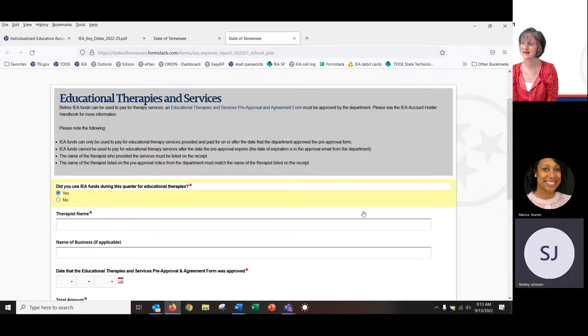I want to remind them that they must seek pre-approval for every therapist that their student goes for services for. So if you go to a speech therapist and you've got pre-approval and all of a sudden maybe they leave and you get moved to a different one, you have to get pre-approval for that additional therapist before you can use IEA funds to make payment to that therapist. Thanks, Shelley. That's a lesson that's been hard learned, I know, by some of our renewal account holders.